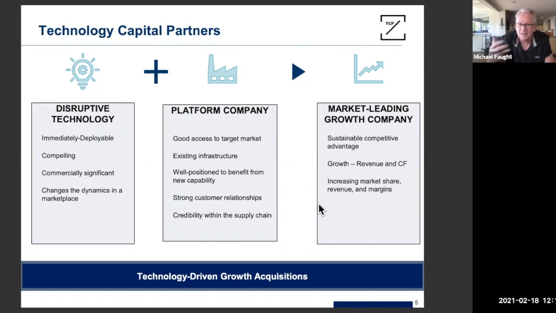The operating company, the platform company, is the launch pad, and the technology is the rocket fuel. And we want to put those two things together to create this market-leading growth company that has a sustainable competitive advantage. It's going to grow very rapidly, and it's increasing its share of the market. That is what we refer to as a technology-driven growth acquisition.